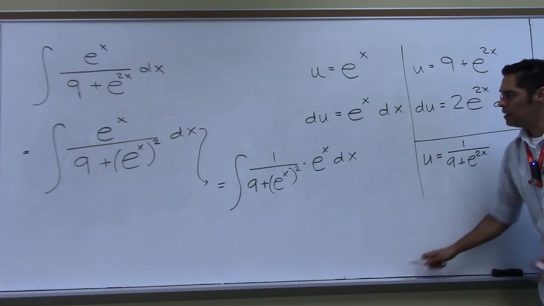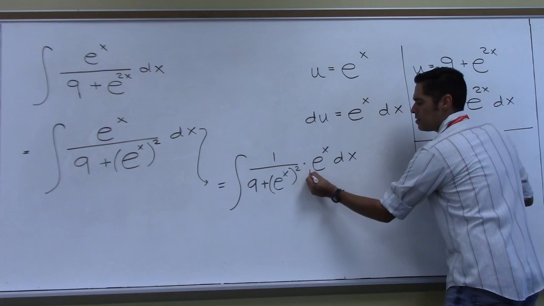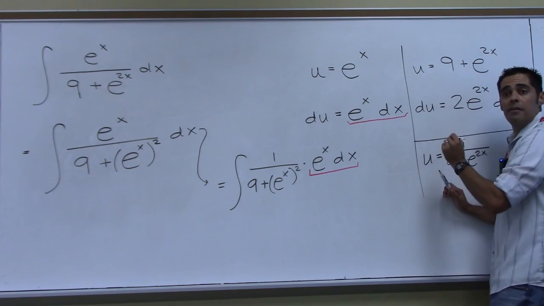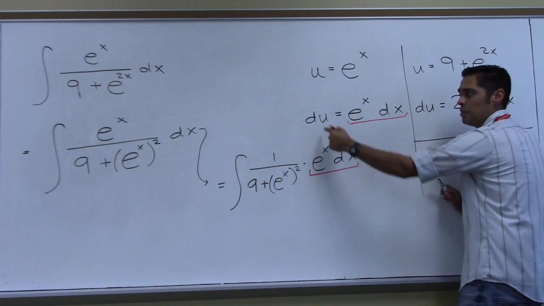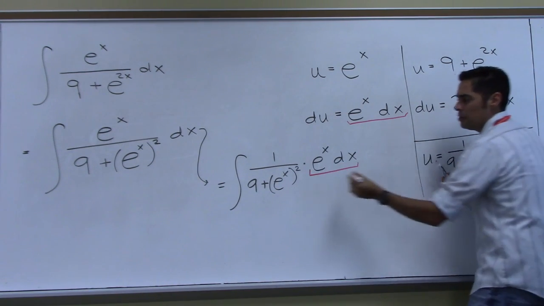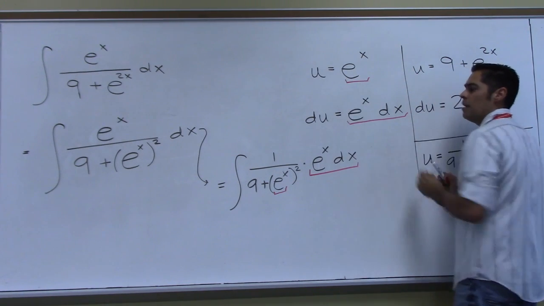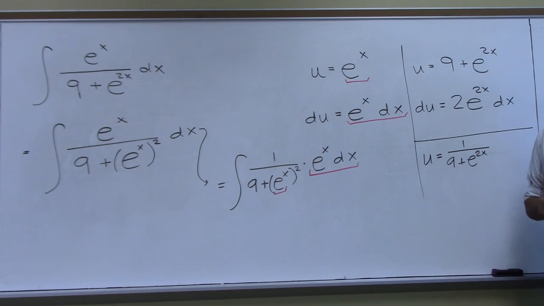So what I'm going to be able to do is replace this right here with what? That's exactly what I have here, right? That will be replaced with du. I'm going to be able to replace the e to the x right here with what? u. And then let me just see what I have, all right? I'll look at it after that.